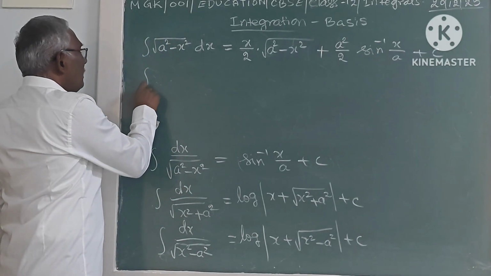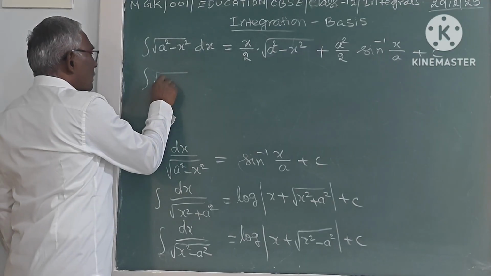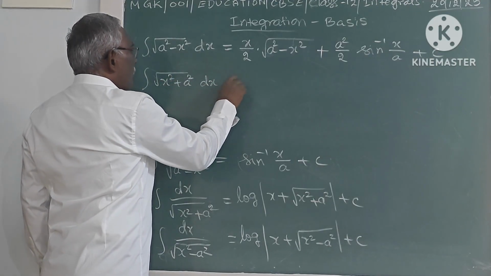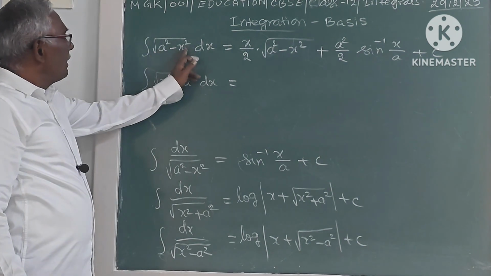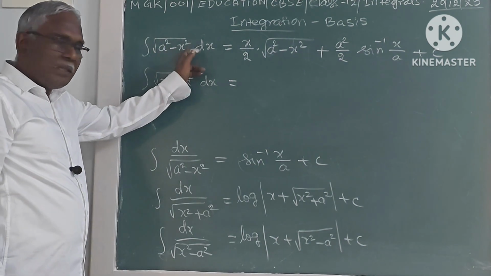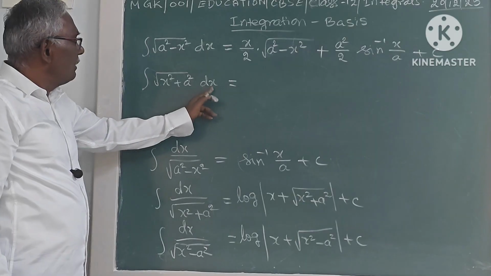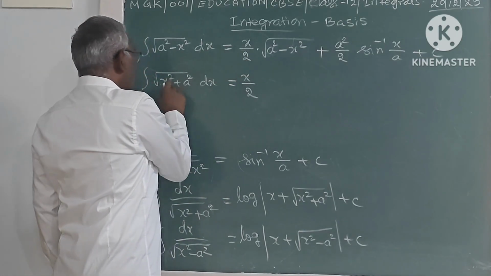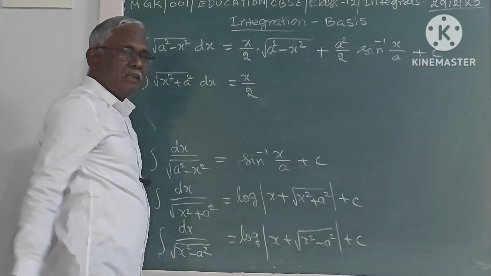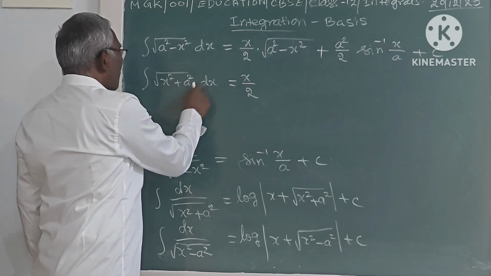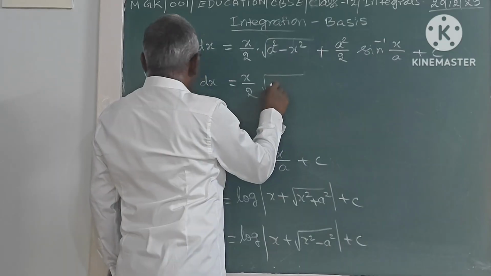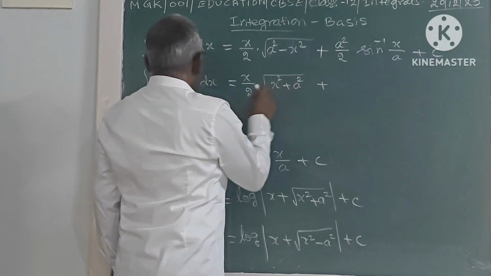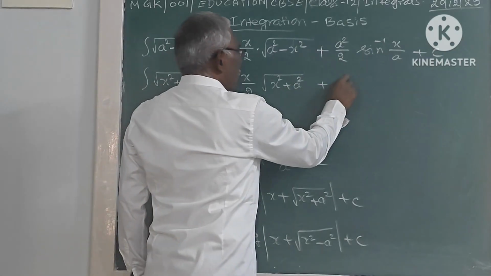Second one, integral of square root of x square plus a square. So how are we writing it? First a square minus x square, next a square plus x square, that is x square plus a square. For this again x by 2, x means whatever comes here. X square means here put x, then the whole thing, square root of x square plus a square, plus again a square by 2.